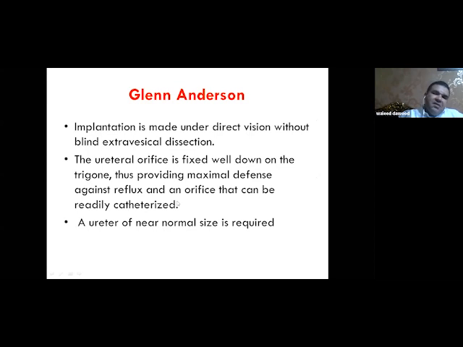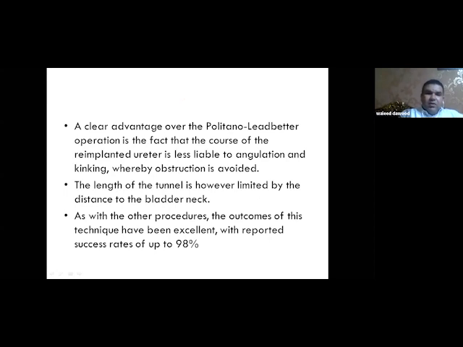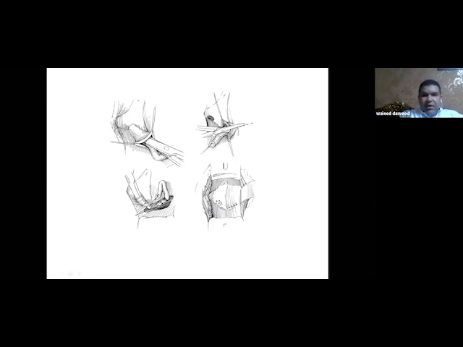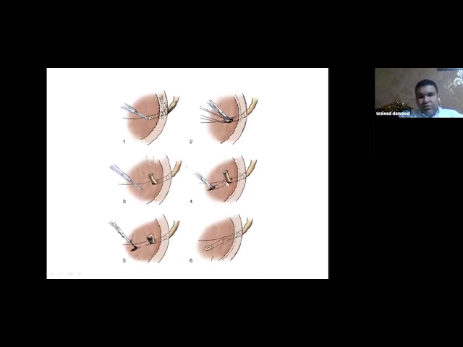Glenn-Anderson is the same idea of polytunnel ureter, but it avoids the blind part of this operation. Implantation is made under direct vision without blind extravesical dissection. The ureteral orifice is fixed as well. I'll show you here. This is the ureter, okay? The part of the muscles of the bladder wall is excised laterally. So I will bring the ureter to the lateral position, and the muscle fibers here are resutured, and the ureter is again in this tunnel. It is the same idea of polytunnel, but by direct vision, not blind. Here, I bring the ureter to the lateral position, suture this part, and do re-implantation again.